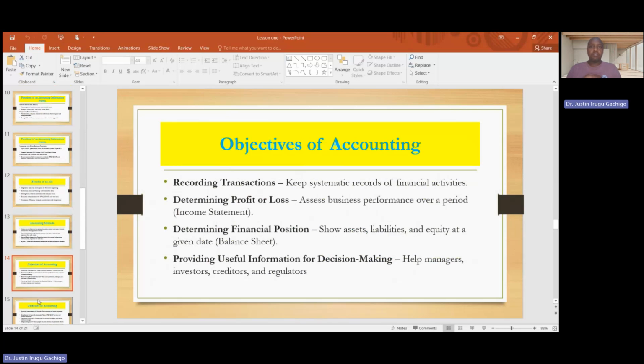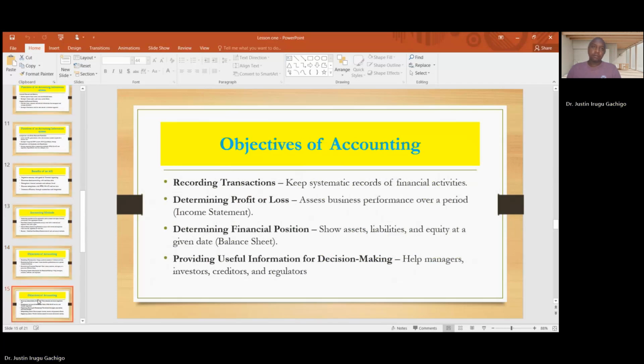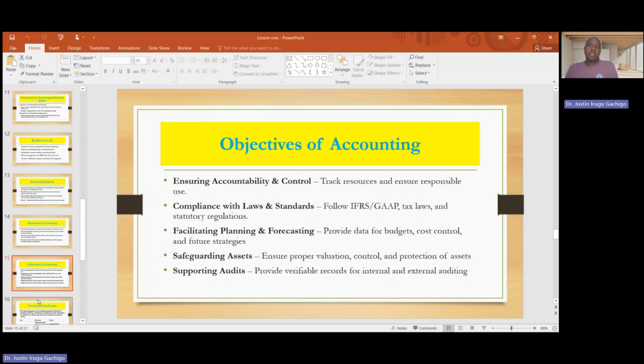Then providing useful information for decision making. This is to help managers, investors, creditors, and regulators. Then ensuring accountability and control. That is to track resources and ensure responsible use, and compliance with laws and standards. That is, follow IFRS, GAAP, tax laws, and statutory regulation.